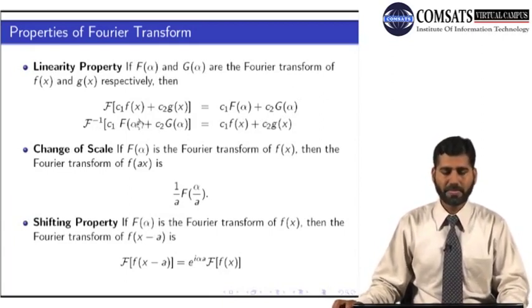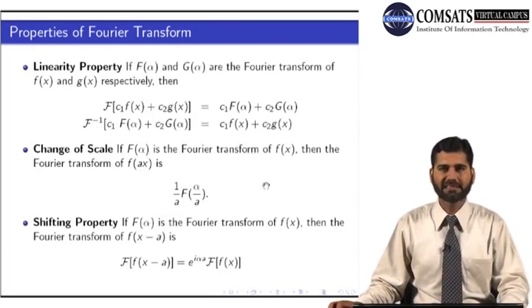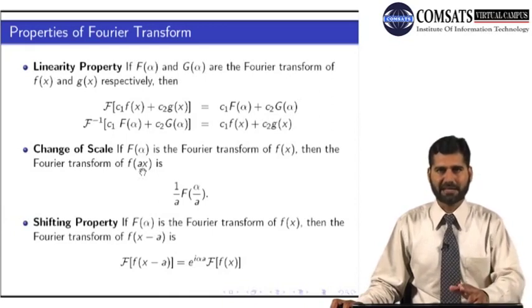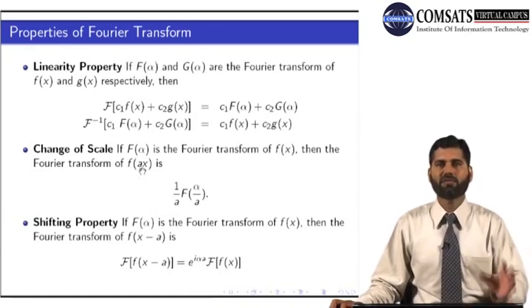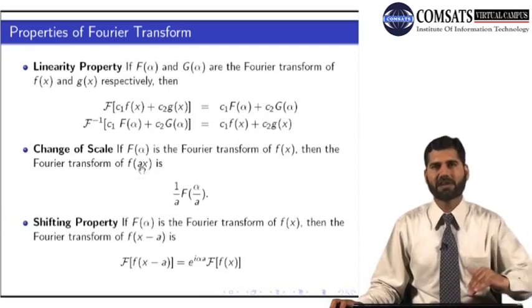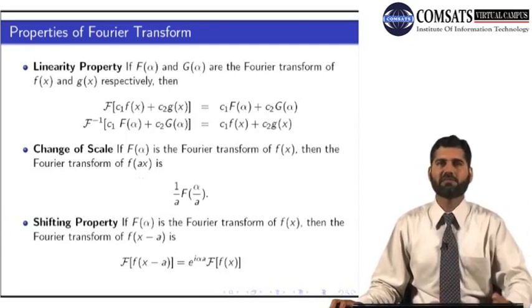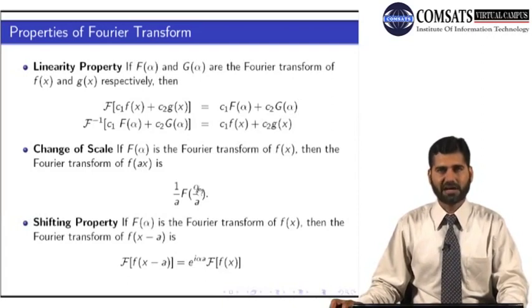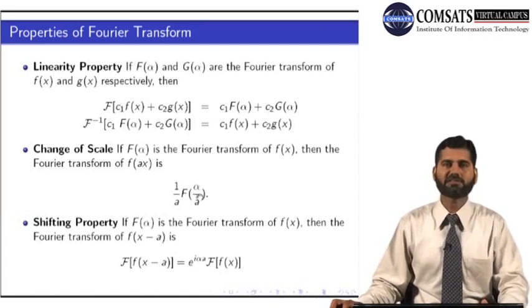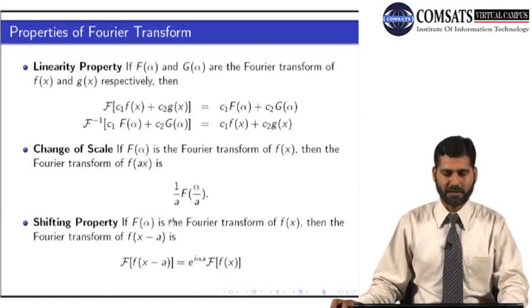All right. Change of scale. If F(alpha) is the Fourier transform of f(x), then the Fourier transform of f(ax) is 1 over a times F(alpha by a). So what we mean here is, if you scale your variable x to a times x, then your Fourier transform gets scaled: your argument alpha is replaced by alpha by a, and your total Fourier transform is also multiplied by 1 over a. All right.